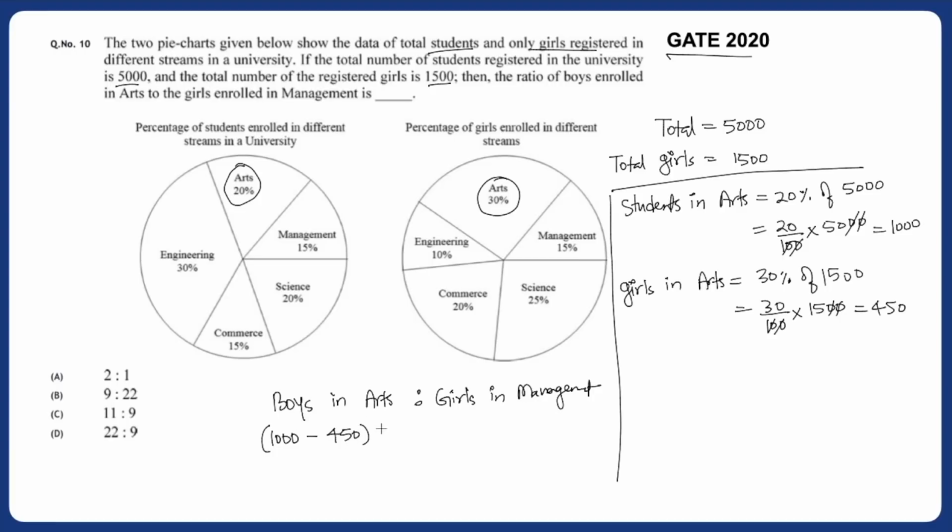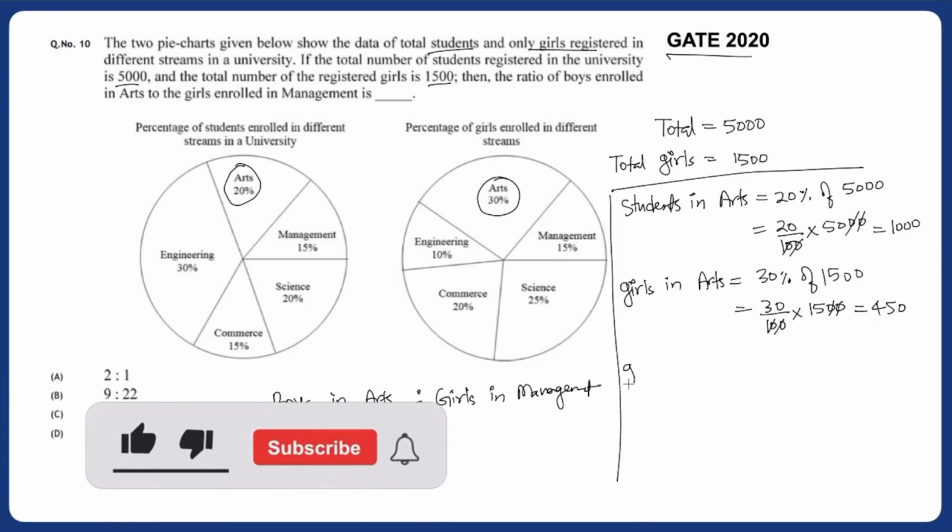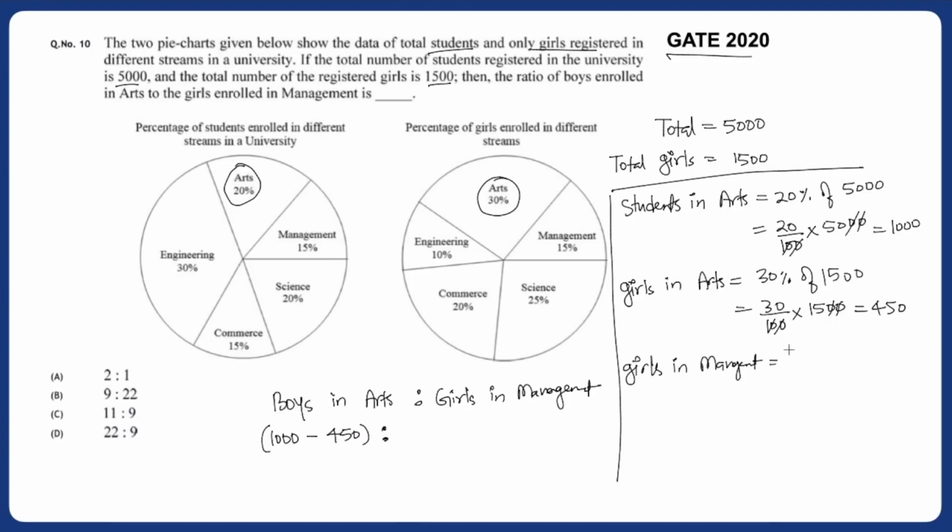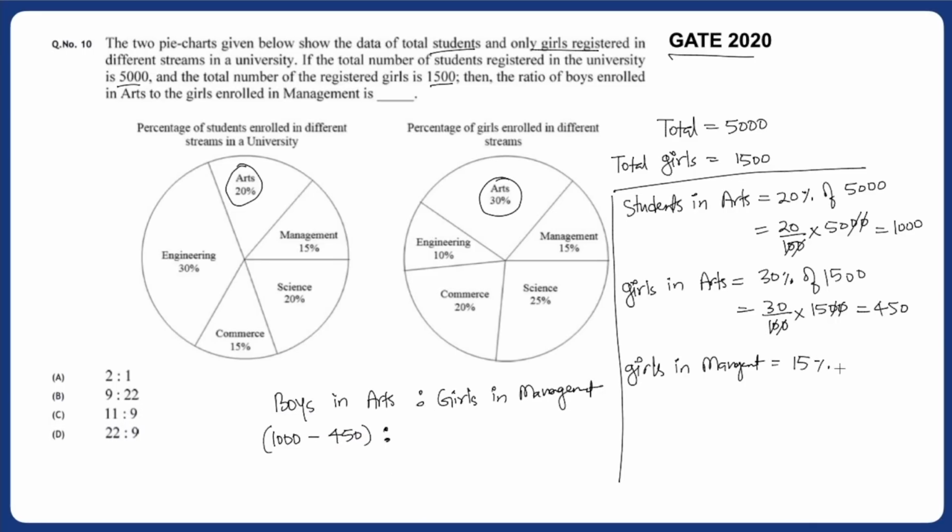Now next thing is I have to calculate the number of girls in management. So there are 15% of girls in management. So out of total 1,500 girls, 15% of that is in management. So girls in management is equal to 15% of the total number of girls, that is 1,500.